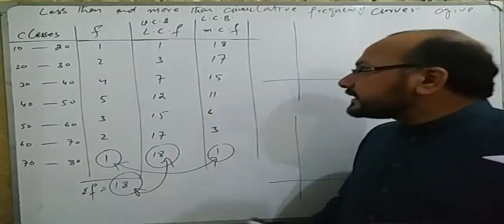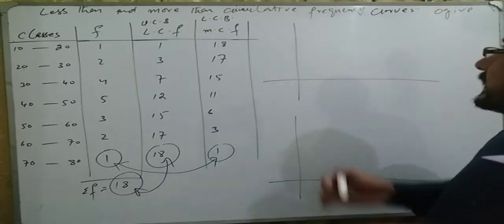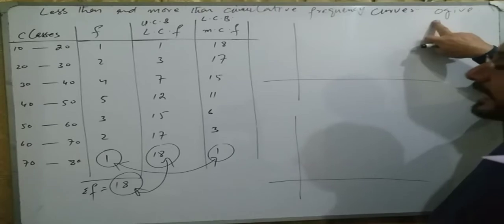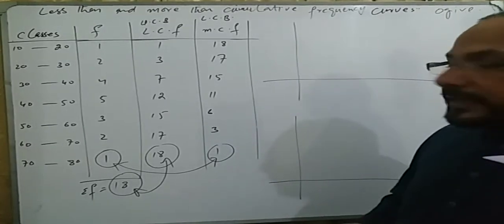After finding the less than and more than cumulative frequencies, we then draw their graph, which is called Ogive, or cumulative frequency curve, less than and more than.